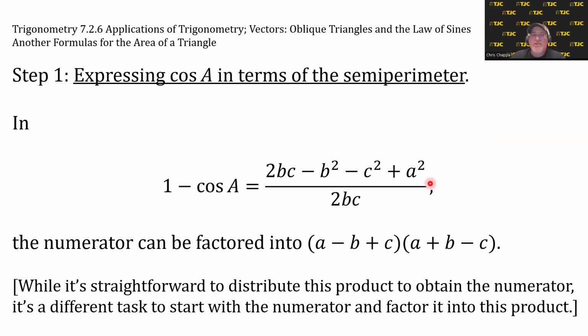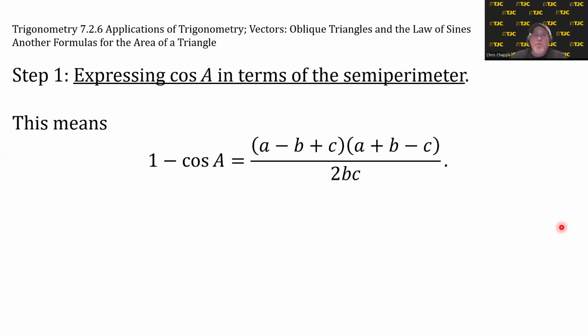In that fraction, the numerator can be factored into (A minus B plus C) and (A plus B minus C). I should mention it's straightforward to distribute this to verify that it equals the numerator, but it's a different task to start with the numerator and factor it into (A minus B plus C) times (A plus B minus C), but it does factor into that. This means that 1 minus cosine of A is equal to (A minus B plus C) times (A plus B minus C) over 2BC.